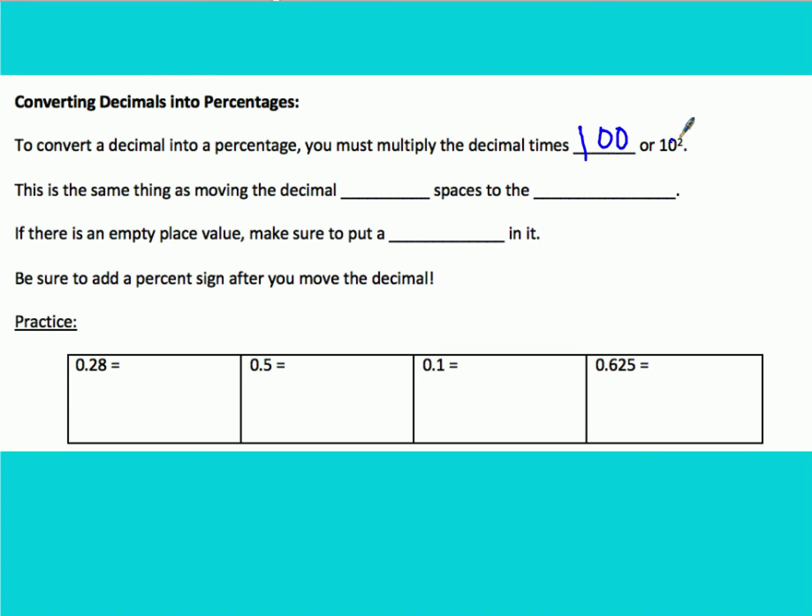So thinking back to our scientific notation unit, whenever we would multiply something times 10 to the second power, that means that we're going to be moving our decimal 2 spaces to the right because our exponent was a positive 2. If there's an empty place value, make sure you put a 0 in it, and then be sure to add the percent sign after you move the decimal.